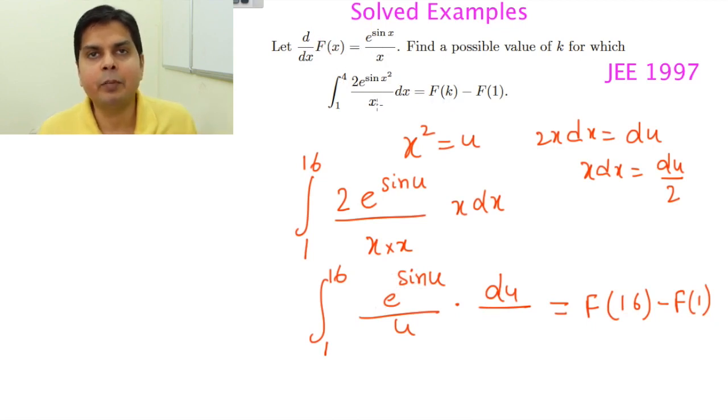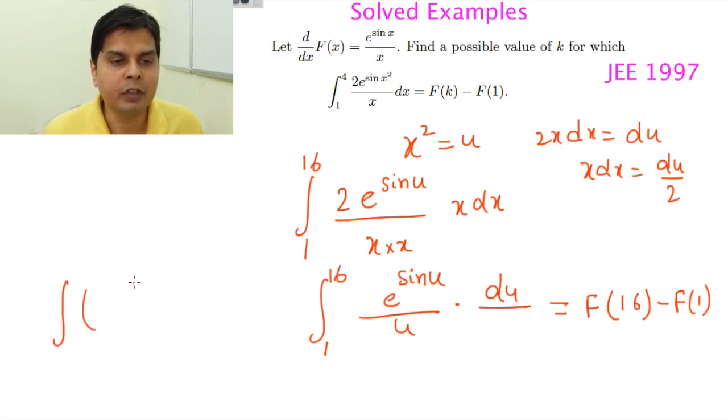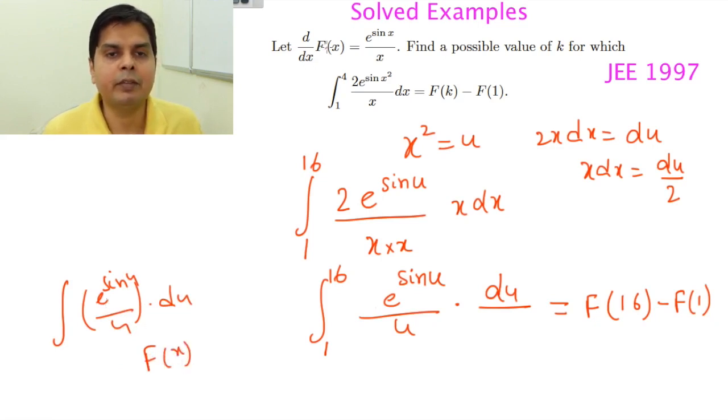So basically, what does the second part of the fundamental theorem of calculus say? Suppose I have to integrate any function. Here I have a function e to the power sin u by u. Then the basic idea of the second part is, you give me a function f whose differentiation is equal to this thing. So I have been given a function f whose differentiation is equal to e to the power sin x by x. So I have to find the value from 1 to 4. Since it was x, it was 1 to 4. Now it has become u, so it will be 1 to 16. So the answer will be f16 minus f1. So k will be 16.